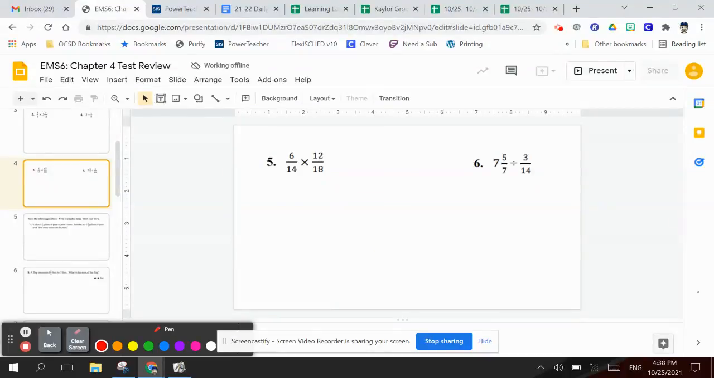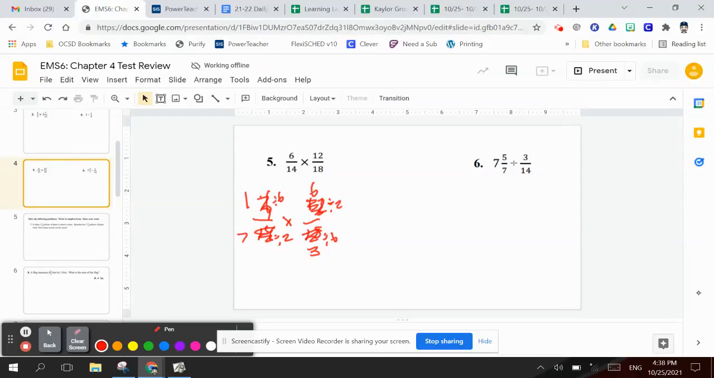When I look at number 5, 5 is 6/14 times 12/18. I want to simplify this before I go any further. I know 6 goes into both 6 and 18. So 6 divided by 6 is 1. 18 divided by 6 is 3. And I also know 2 goes into both of those. So if I divide each by 2, 12 divided by 2 is 6. 14 divided by 2 is 7.